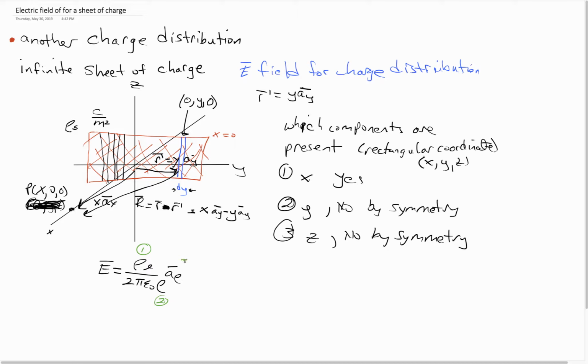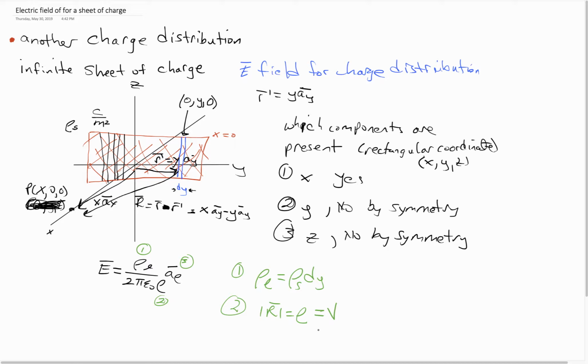So A rho is 3. So number 1, rho L is just going to be our rho S times dy, because we divided it into an infinite number of little tiny lines of charge. And then we have R, and the magnitude of R is just going to be equal to rho, which is going to be equal to the square root of, here's our rho right here.